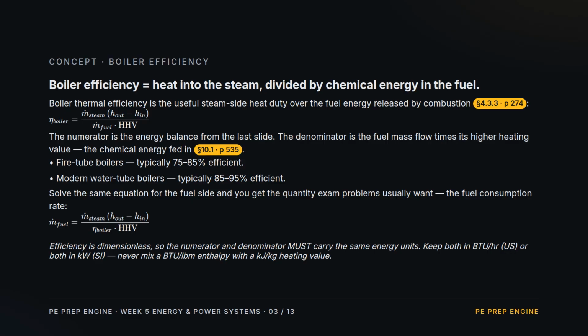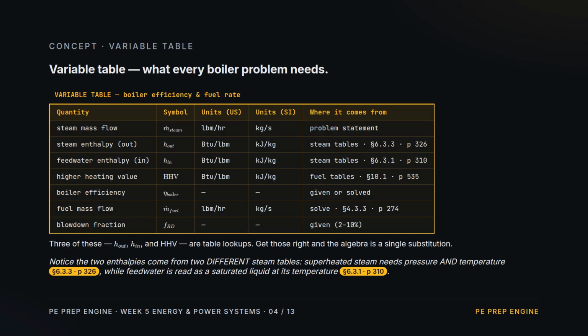Rearrange for the fuel side and you get what the exam usually asks for: the fuel consumption rate. Efficiency is dimensionless, so keep top and bottom in the same energy units. The variable table for every boiler problem. Steam mass flow, given. Steam enthalpy out and feed water enthalpy in, both table lookups. Higher heating value, from the fuel tables. Efficiency, given or solved. Fuel mass flow, the answer. And the blowdown fraction, 2 to 10%. 3 of these are lookups, the 2 enthalpies and the heating value. Get those right and the algebra is a single substitution.